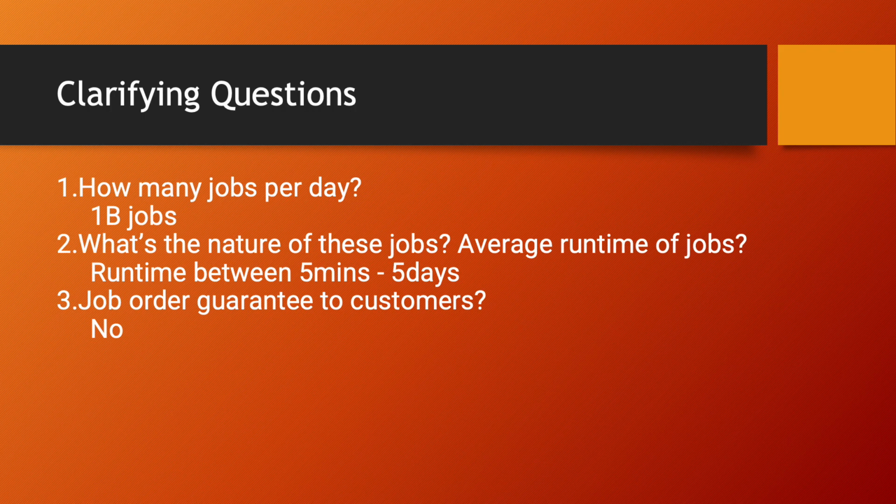So for distributed job scheduler, here are some of the clarifying questions that we may ask. How many jobs per day? So let's say it's 1 billion jobs. The second question could be, what's the nature of these jobs? What is the average runtime of these jobs? So let's say the runtimes could be between 5 minutes to 5 days. And then are we giving some guarantee to customers on the job ordering? And let's go with no.